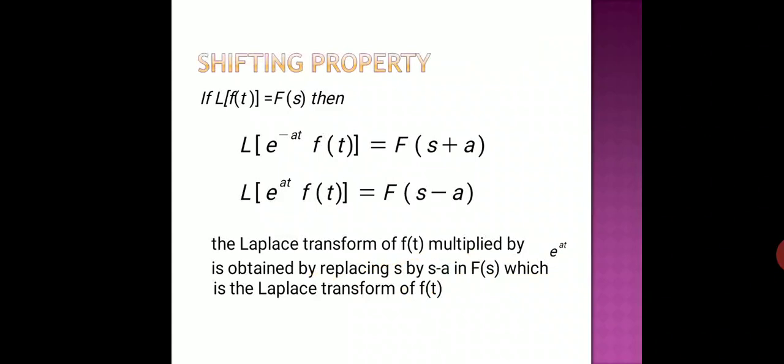It is minus a, or there. The answer goes to what is this? Capital F of s plus a. And then plus a, or there. The answer goes to what is this? Capital F of s minus a. The Laplace transform of f of t multiplied by e power at is obtained by replacing s by s minus a in capital F of s, which is the Laplace transform of f of t.